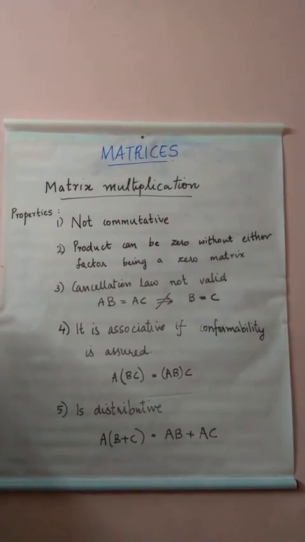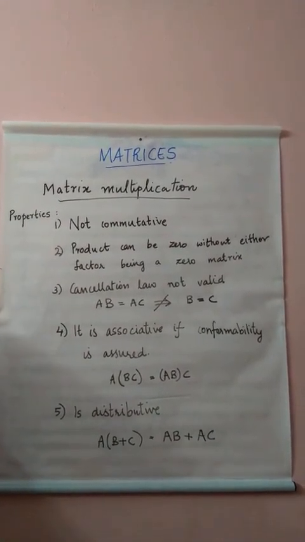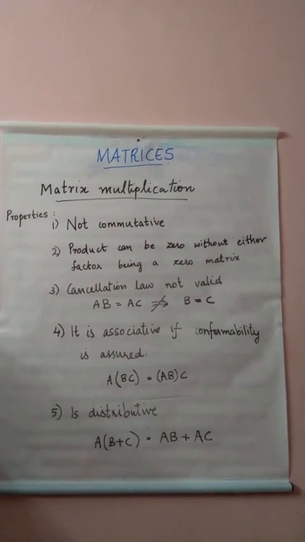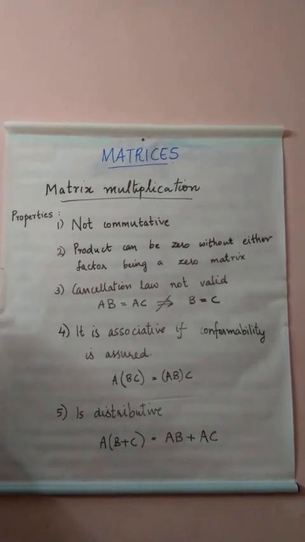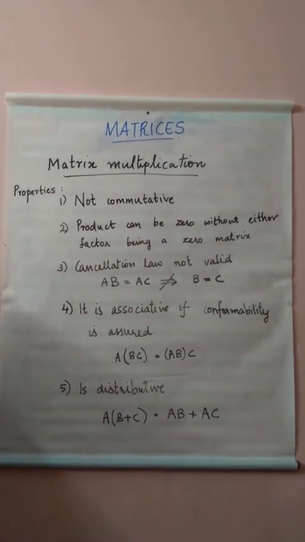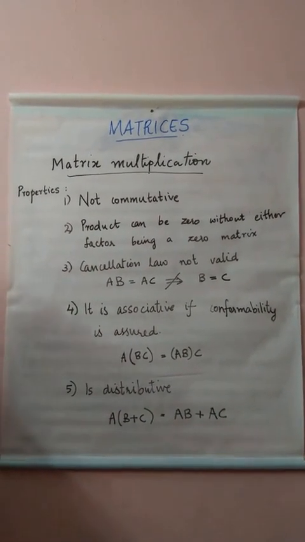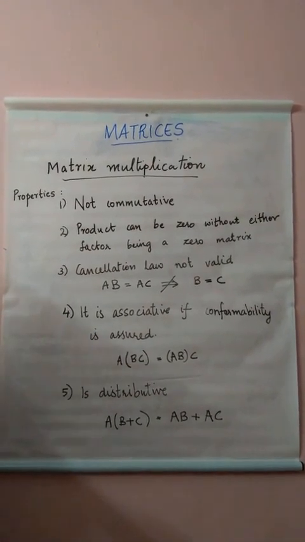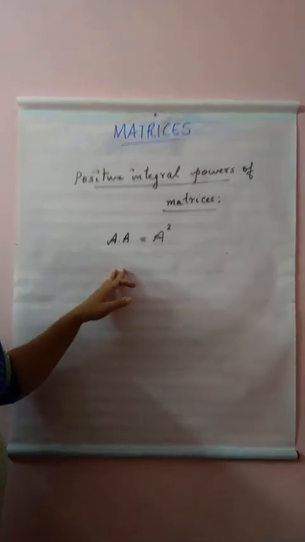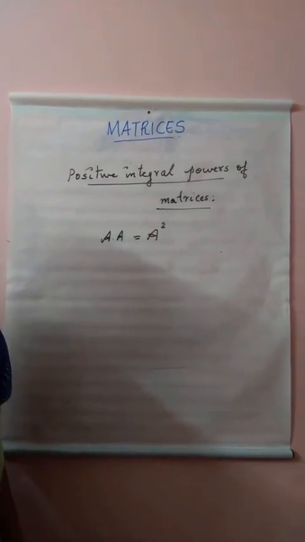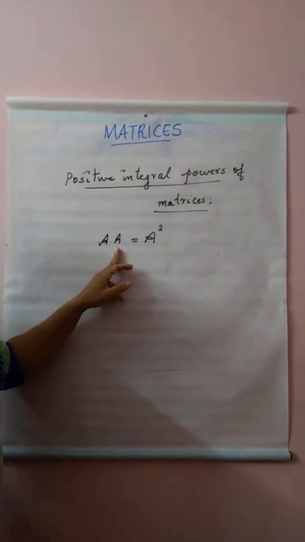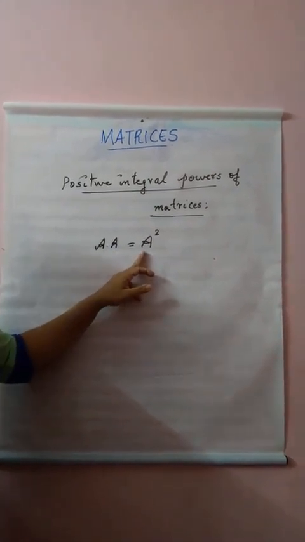Now the fourth one: matrix multiplication is associative if conformability is assured. That is, if they can be multiplied, then A(BC) is the same as (AB)C. Then the last property: matrix multiplication is distributive with respect to matrix addition. That is, A(B+C) is equal to AB plus AC, where A, B and C are all matrices. If A is any matrix, then the product AA we can define as A square. We denote it by A square.